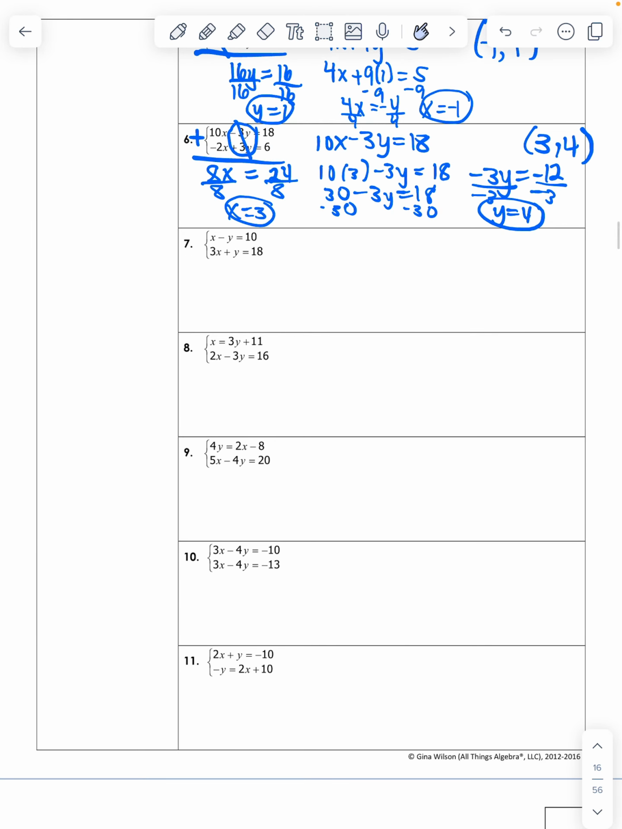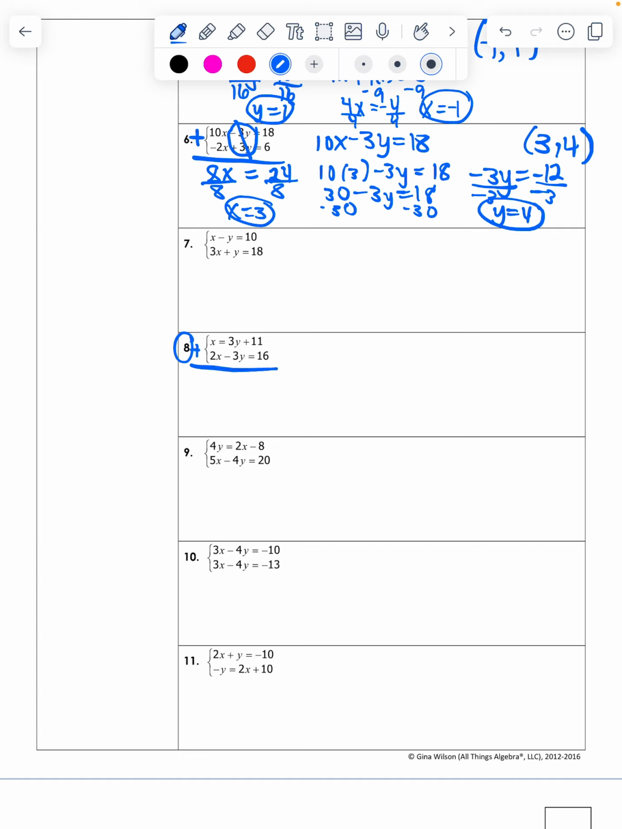Now, the only way that these can get a little bit iffy is if we don't have equations in that same format. So we are going to make sure that we try one or two that's not. And the first one that's not is number 8. Now take a look at number 8. We've got one equation that says x equals 3y plus 11 and one equation that says 2x minus 3y equals 16. These are not lined up.